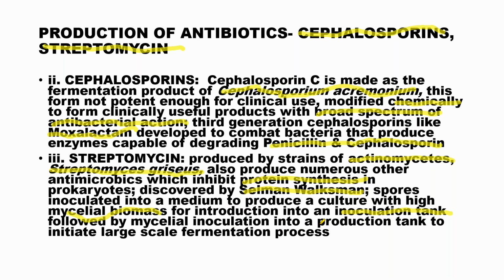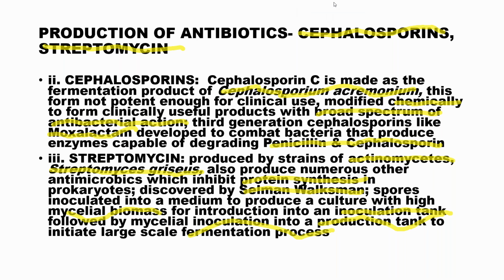Then we are going for a production tank. See how we are going for scaling up of inoculum. We started with maybe a conical flask, then we went to a small inoculation tank, as I have explained in the last class, maybe 4 liter to 40 liter to 400 liter to maybe 4000 liter, like that. Same way. Okay. So in the production tank, we are going for our large scale fermentation process. Fine.